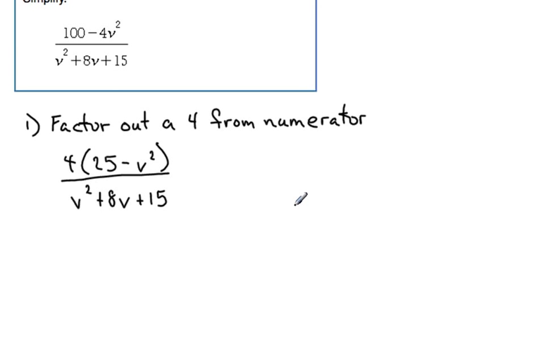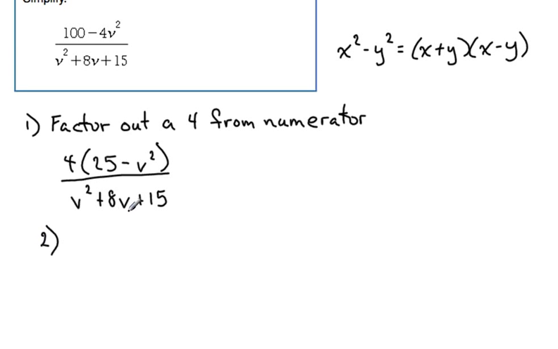Now, our second step will be to factor 25 minus v squared, and once again we're going to be using the difference of two squares formula. So recall that x squared minus y squared equals x plus y times x minus y, and 25 and v squared are both perfect squares. We're also going to factor the denominator.